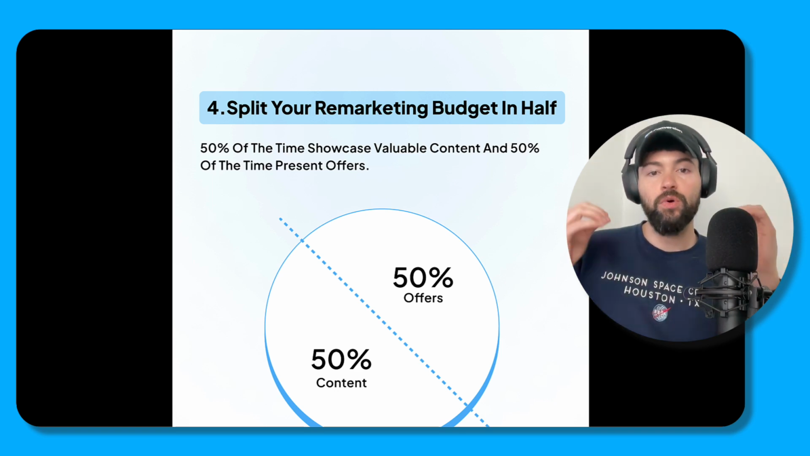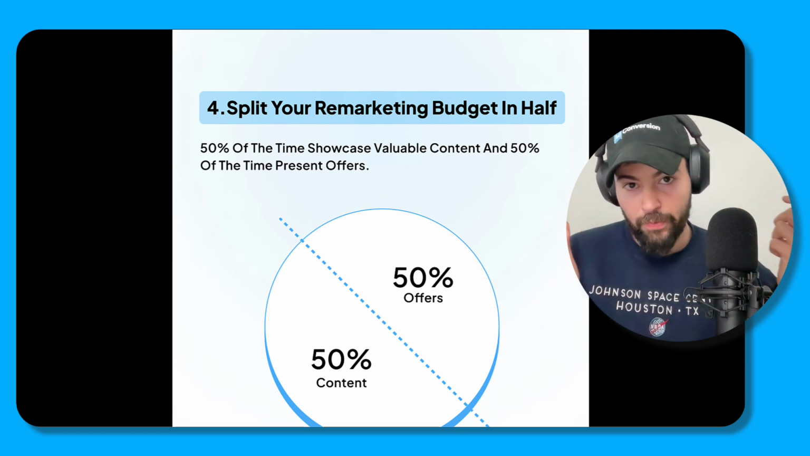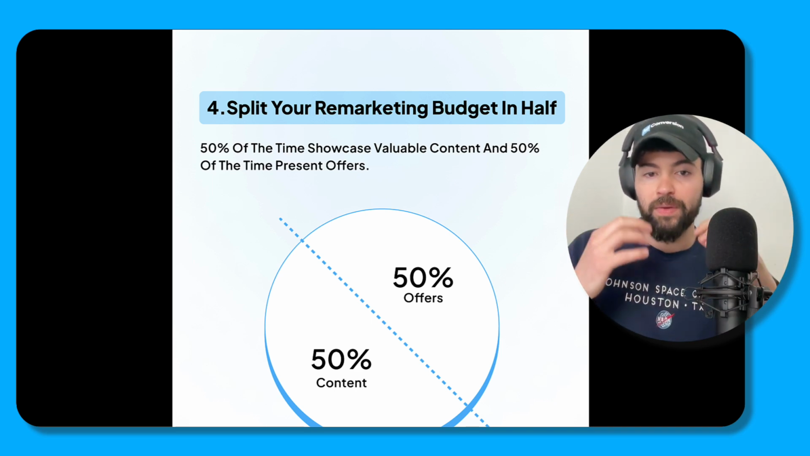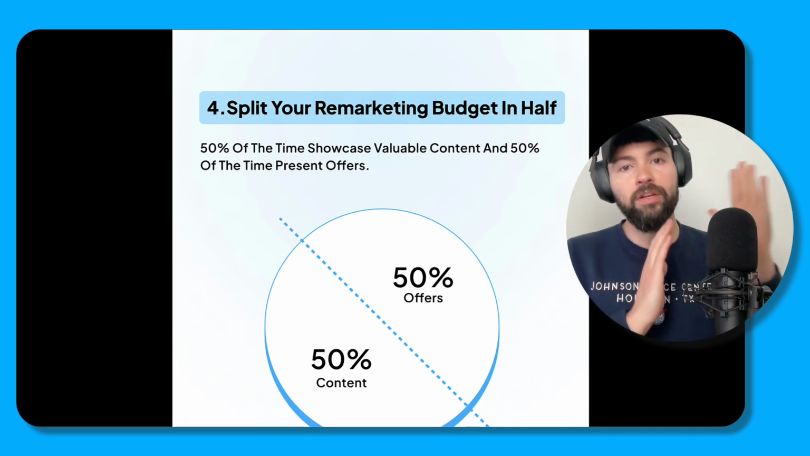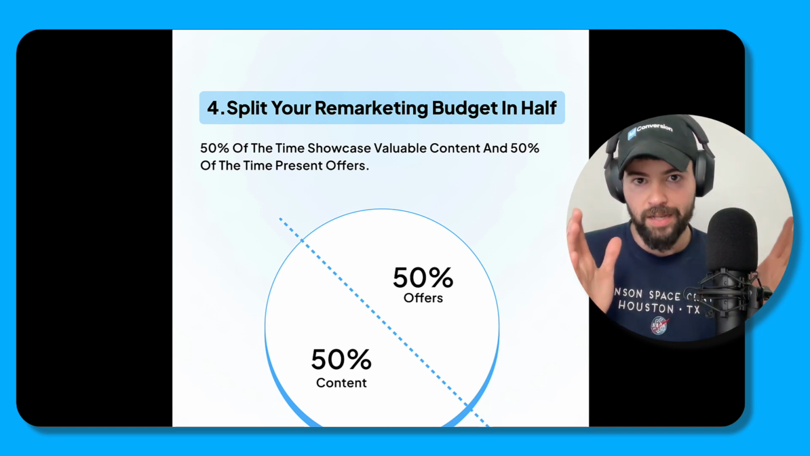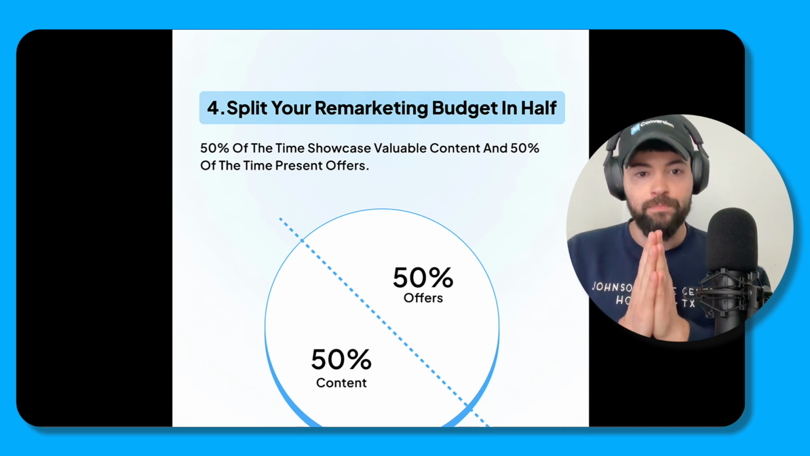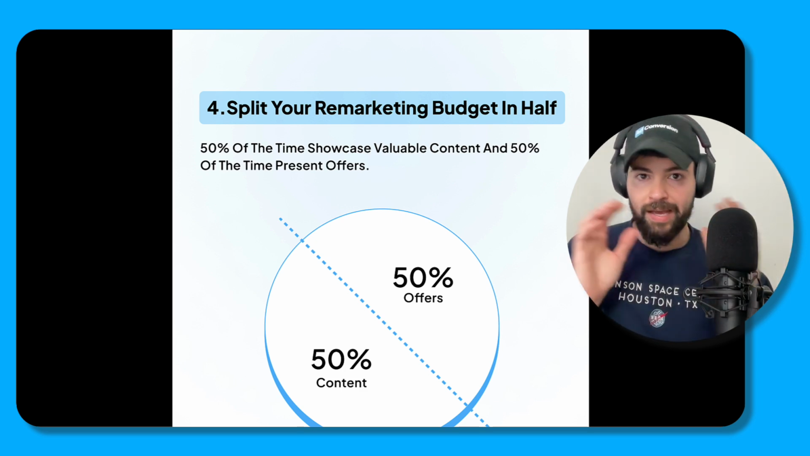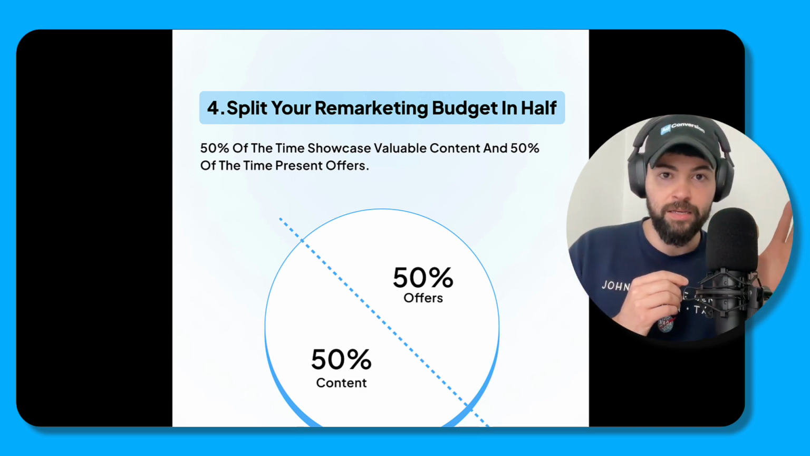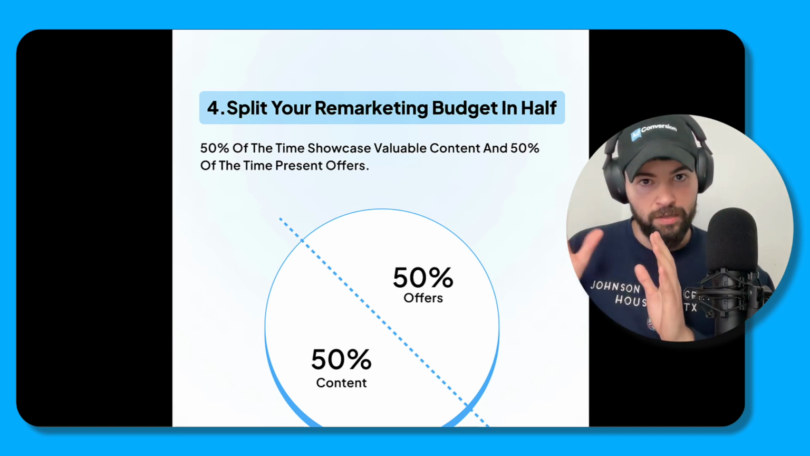Okay, the next thing is you want to make sure you split your remarketing budget in half in terms of the best practice that I recommend and that I've seen work. So basically what we want to do is avoid creating that negative experience where you're just chasing people around the internet saying, buy my stuff. And one very simple best practice to implement is just split your remarketing budget in half. So 50% of the time you're going to show valuable content, and then 50% of the time you're going to actually present an offer.